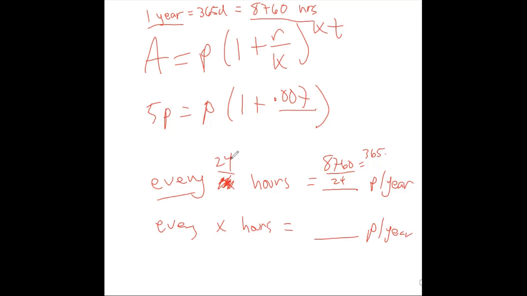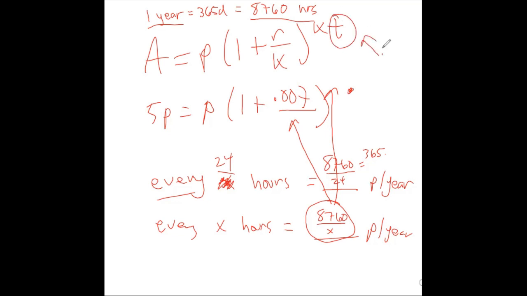Well, what did we do when it was 24? We divided it into 8760. That's the same thing we do here. 8760 divided by X. That's how many times this money will compound per year. So this fraction is what goes there and also what goes up here, right in for K. So this goes here and there, and we just have to multiply this by time.